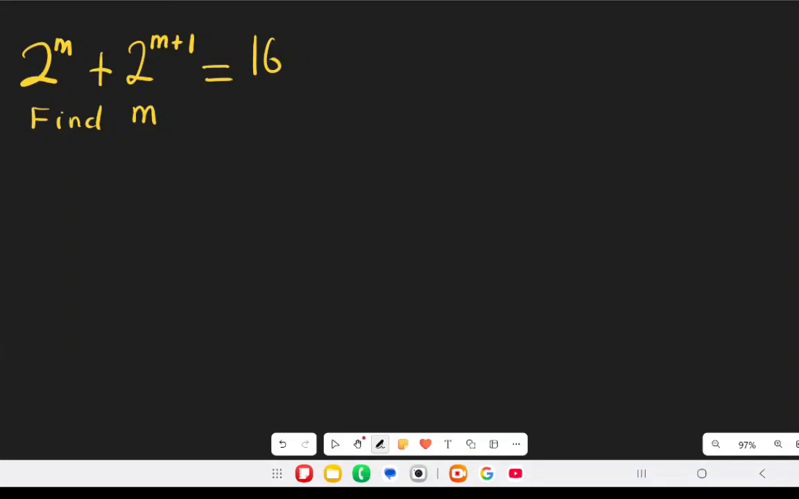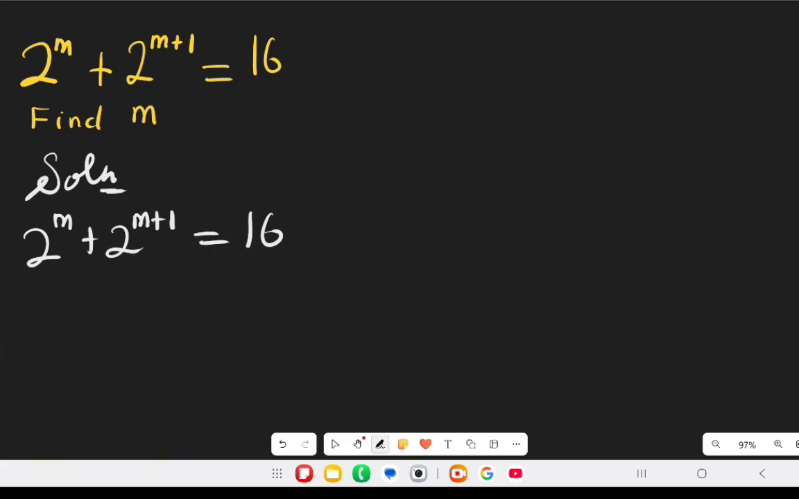Today I'm going to show you how to solve this exponential equation: 2 raised to the power of n plus 2 raised to the power of n plus 1 equals 16. Solution: 2 raised to the power of n plus 2 raised to the power of n plus 1 equals 16.